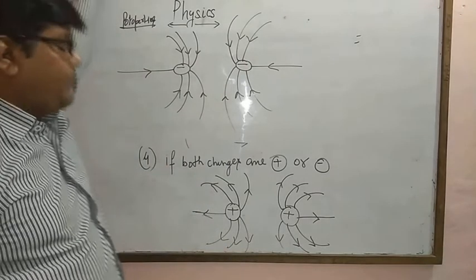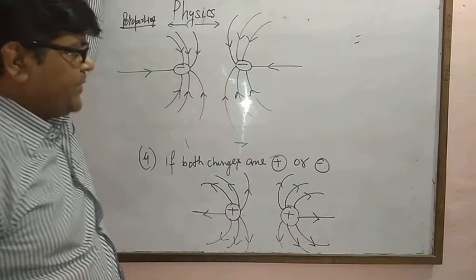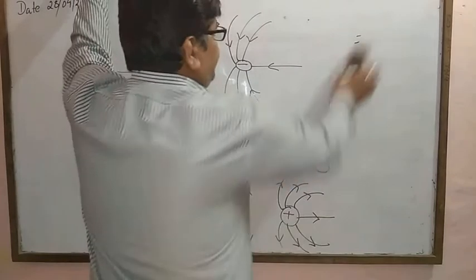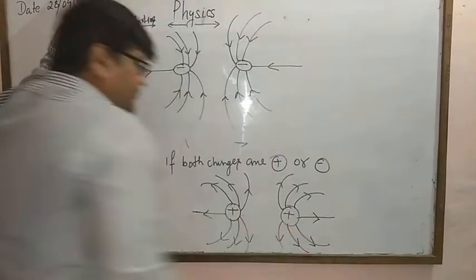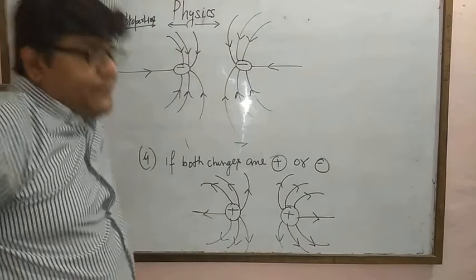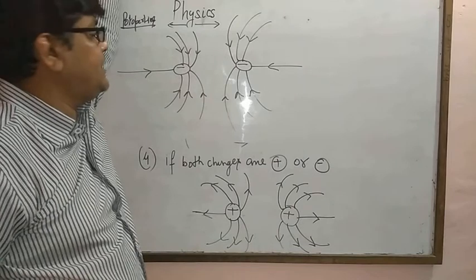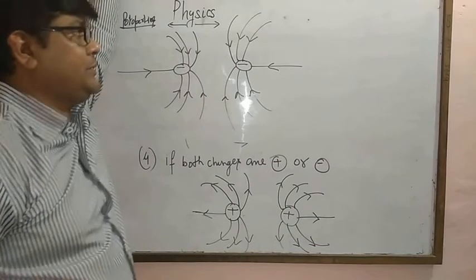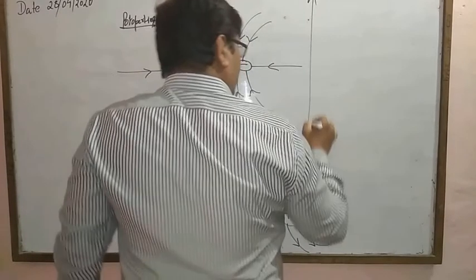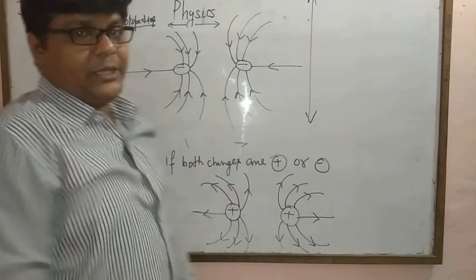So, these are the properties of electric lines of force. These properties are most important. These lines indicate the electric field intensity vector, a physical quantity, and the electric force. Both directions are indicated by electric lines of force. Okay, thank you.